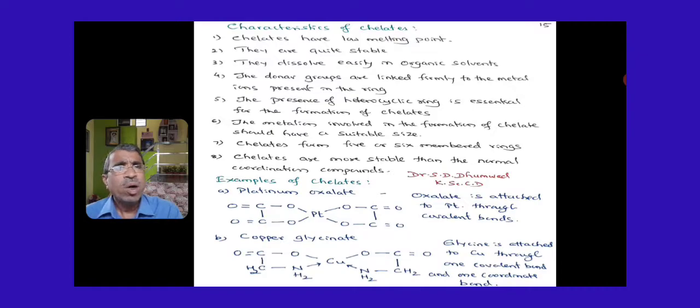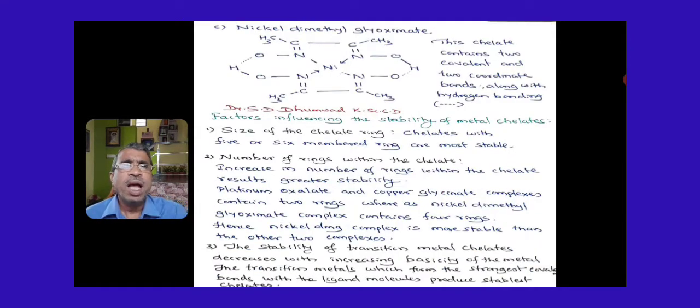In the case of copper glycinate, glycine is an amino acid which contains an amino group and a carboxylic acid group. Through the carboxylic acid we have a copper and oxygen covalent bond, and between copper and the amino group we have a coordinate bond. So these are the chelates, and this is how they result. These chelates are more stable than normal coordination compounds.